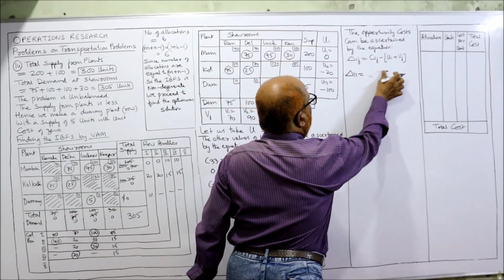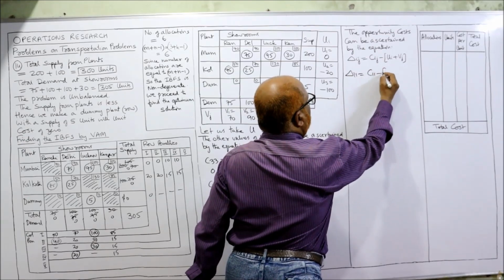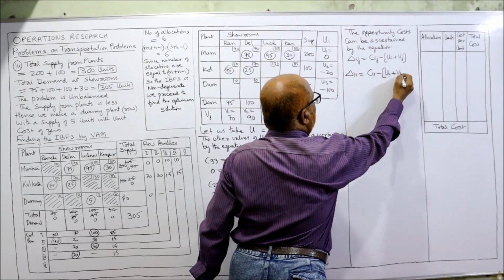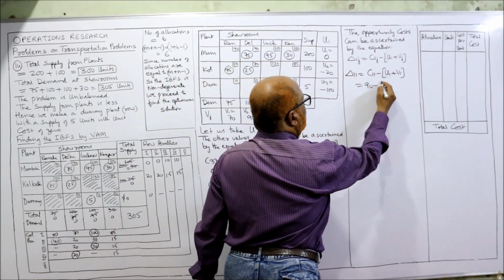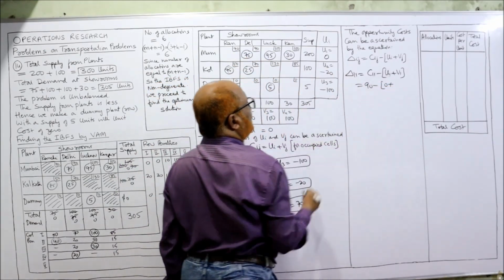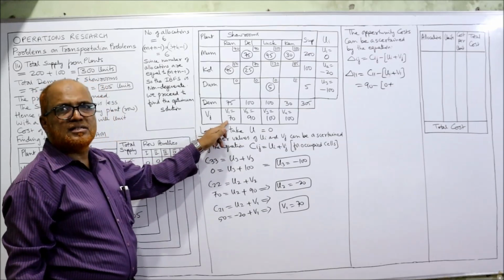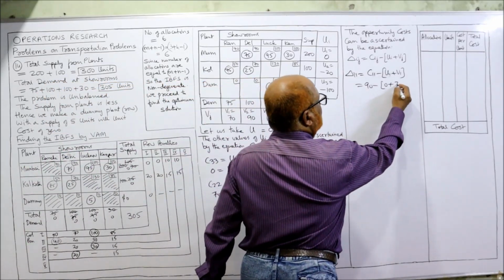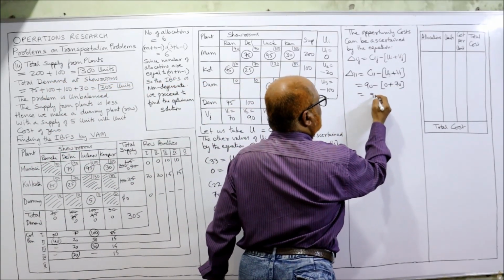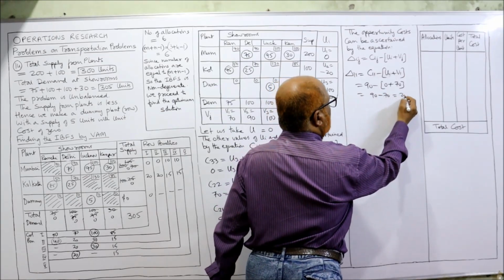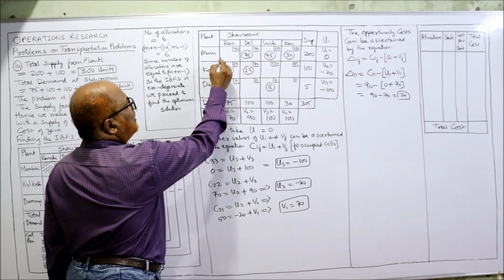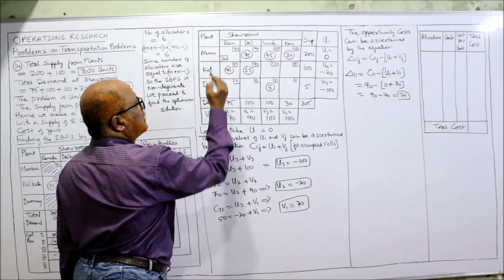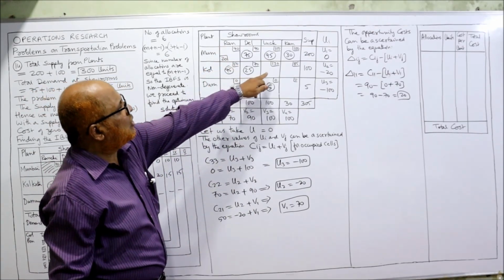Or else I can write like this: C11 minus U1 plus V1. Right? C11 is 90, minus U1 is 0, plus V1. How much is V1 here? 70. So 0 plus 70 is 70. So 90 minus 70 is equal to 20. We got the value. Here opportunity cost is 20. Right?